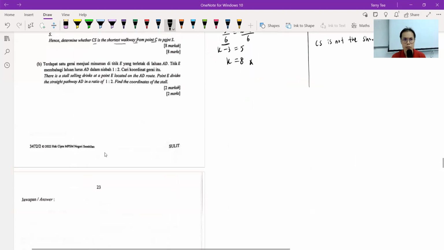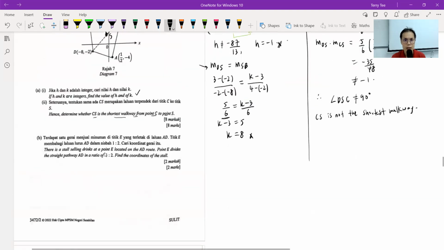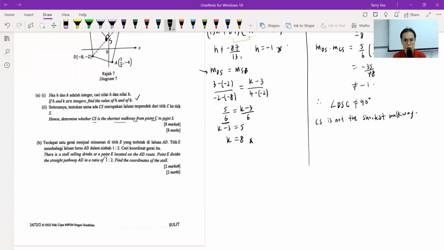Let's move down. I need some writing space here. There is a stall selling drinks at point E, located on the AD route. Okay, so I don't know where it is. Maybe it's here. This is E. And point E divides a straight path AD according to ratio 1:2. So find the coordinate of the stall.